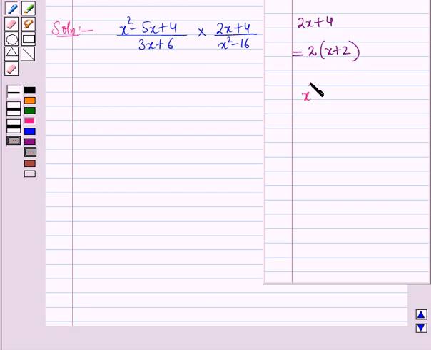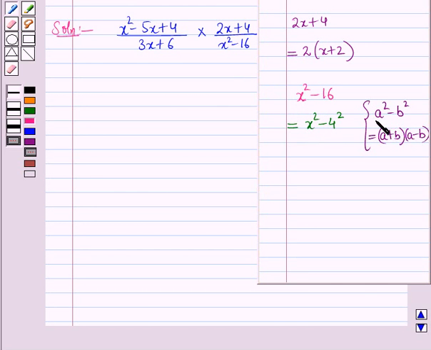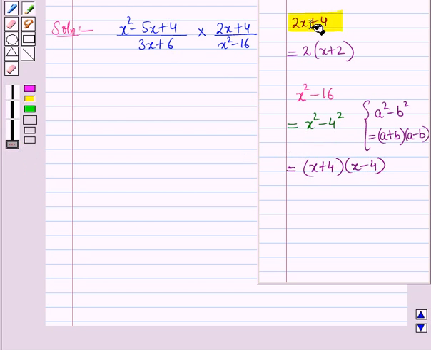And now let us factorize the denominator of the second fraction. Now here, the denominator is x² − 16. Now this can be written as x² − 4². Now we know that a² − b² is equal to (a + b) into (a − b). So x² − 4² will be equal to (x + 4) into (x − 4). So we have factorized the numerator and denominator of the second fraction.